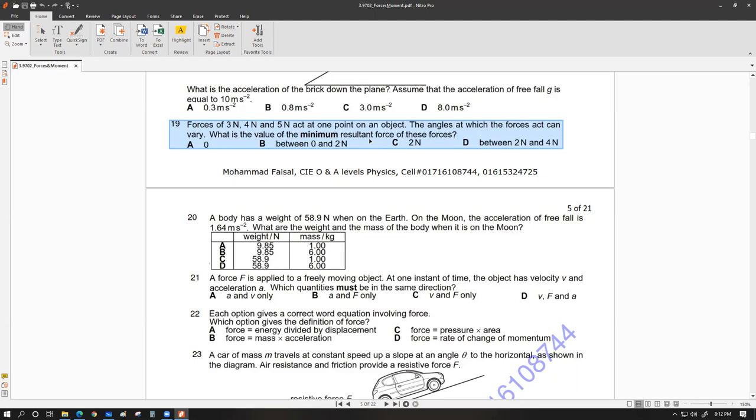Sir, if we apply 5 N, 4 N, and 3 N to the left on an object, that will just be 12 N to the left. Wouldn't the force be minimum? It's just acting in the left direction, right? Yeah. In this case, minimum.